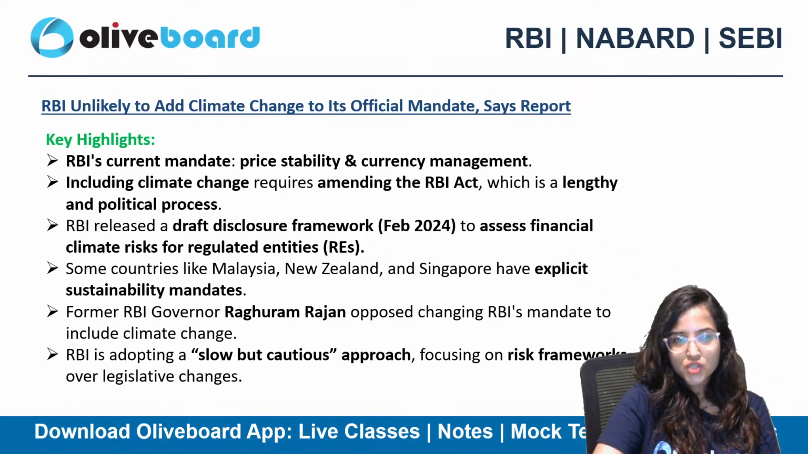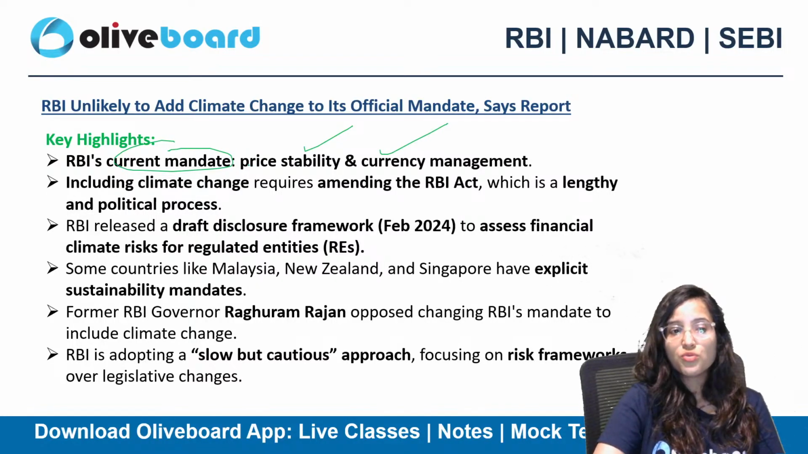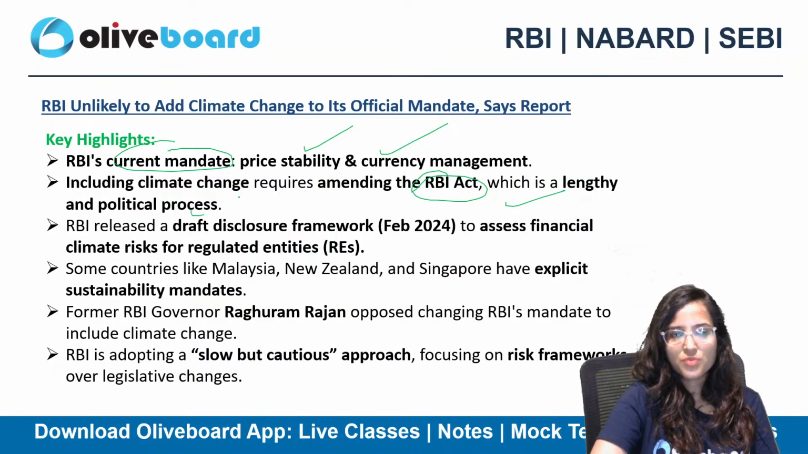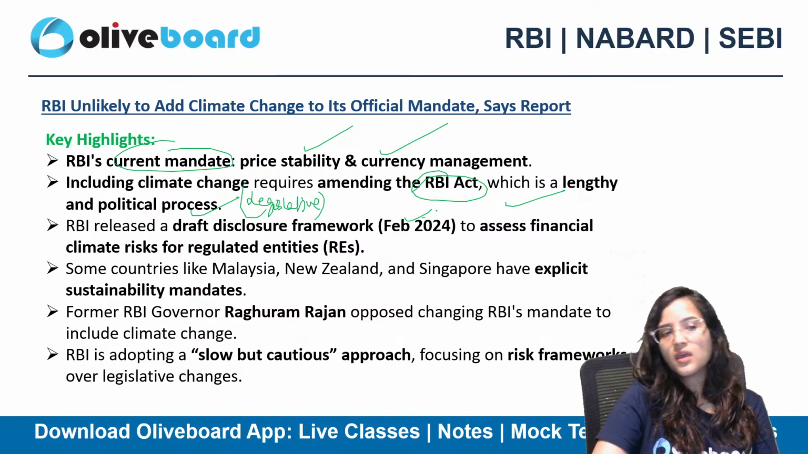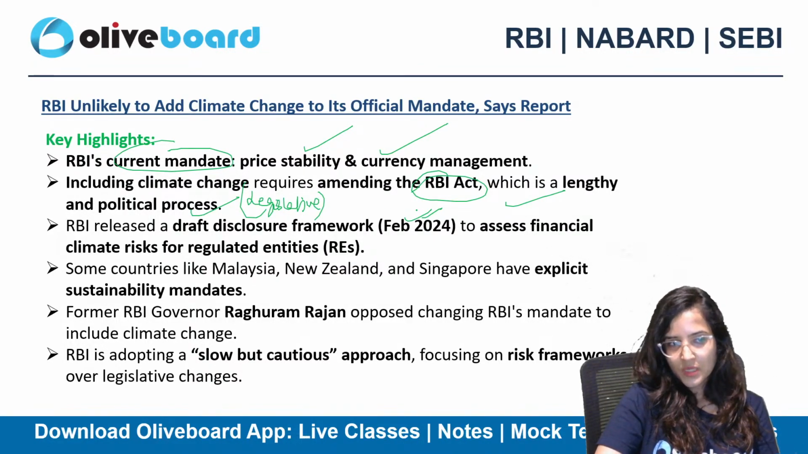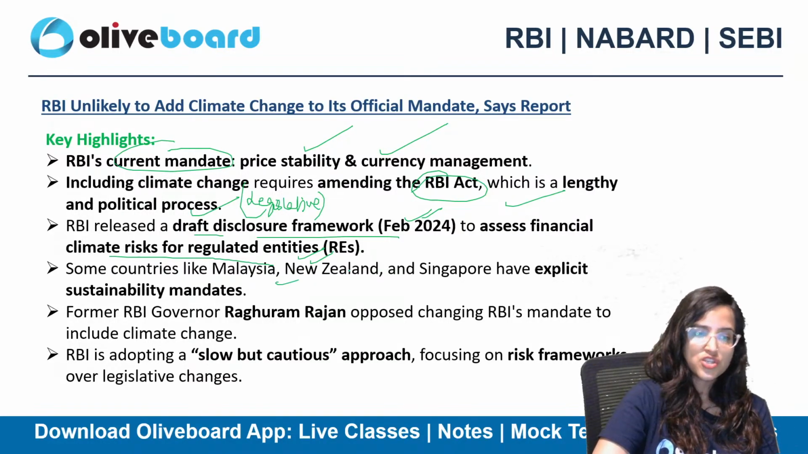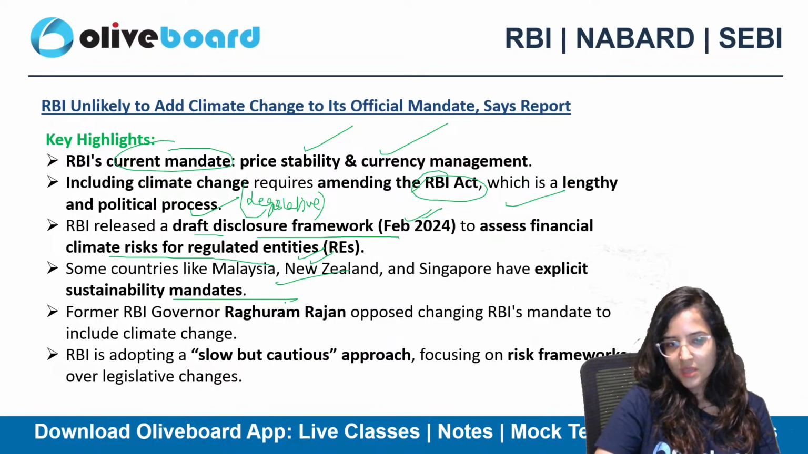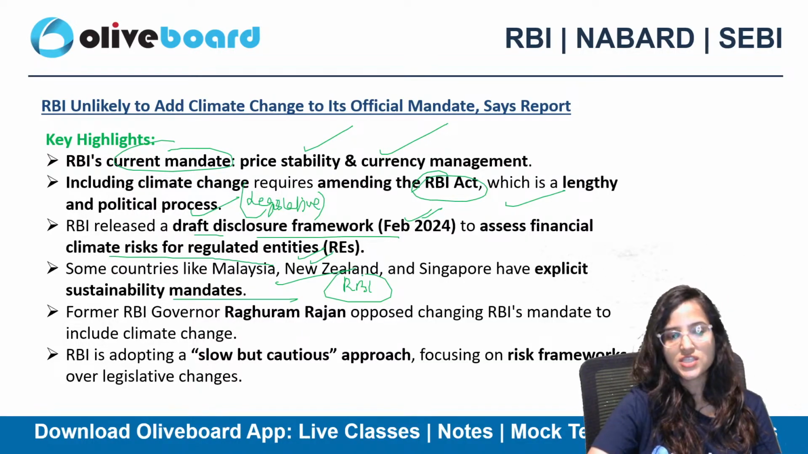So what is the current mandate of RBI? Price stability and currency management. Including climate change requires amending the RBI Act, and that is a very lengthy and political process. Because of this very lengthy legislative process, RBI might not include climate change. RBI released a draft disclosure framework in February 2024 to assess financial climate risk for regulated entities, and some countries like Malaysia, New Zealand, Singapore have explicit sustainability mandates for their central banks. India's RBI is not going to do that, because of this lengthy legislative process.